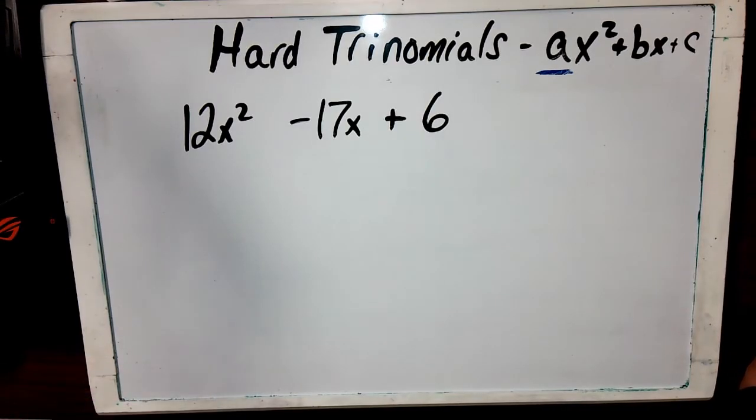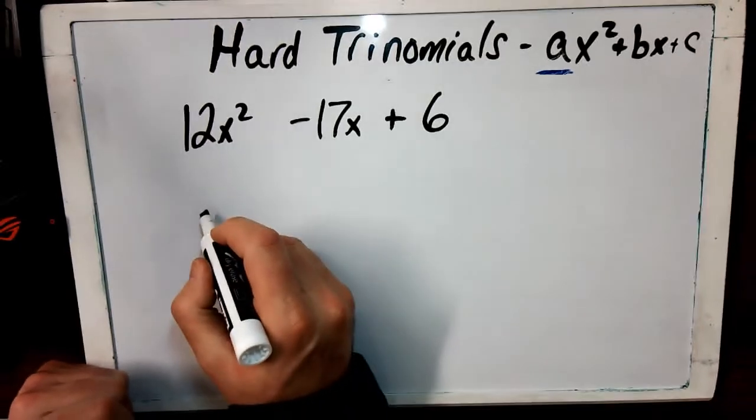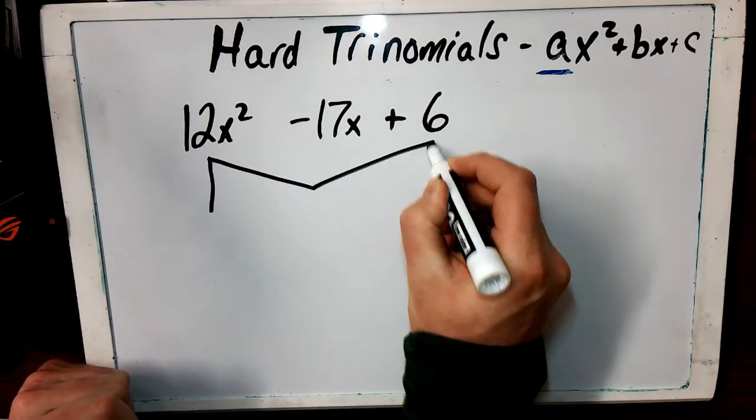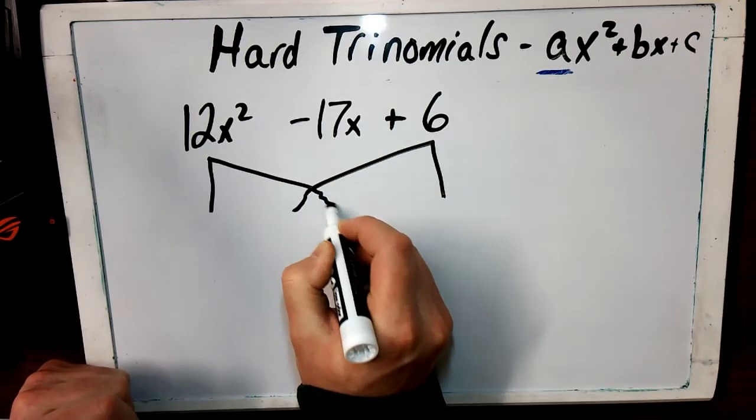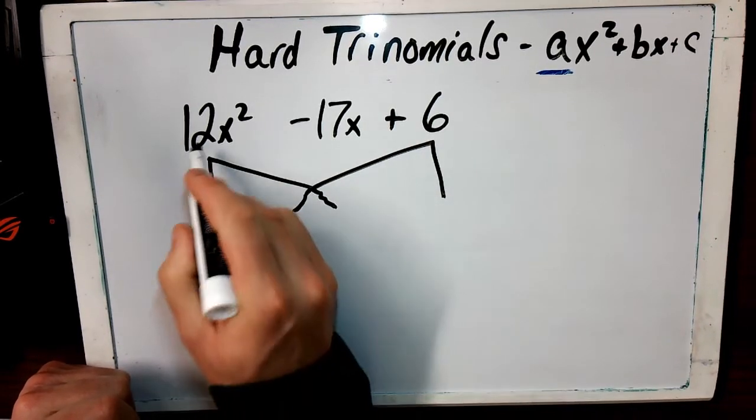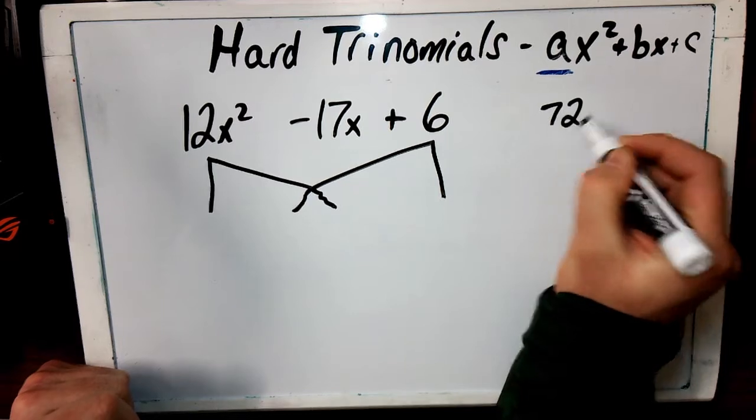Okay, pause the video. See how far you can get on this one. There's a lot of steps. You have to draw the letter M, figure out the two numbers, break it, and then GCF 3 times. Pause the video, play it once you get stuck. So, start with the letter M with two little nose hairs. 12 times 6 is 72.